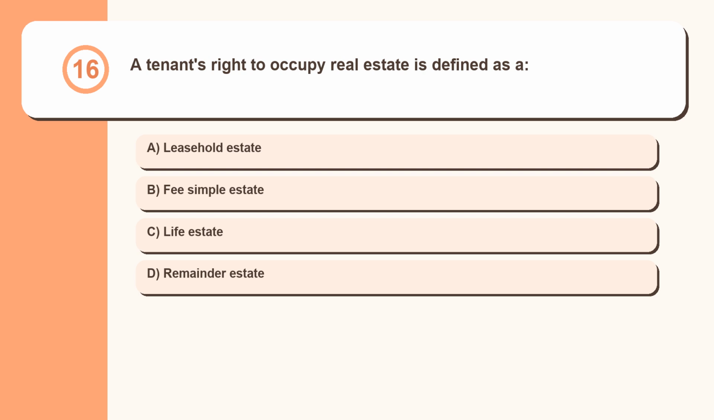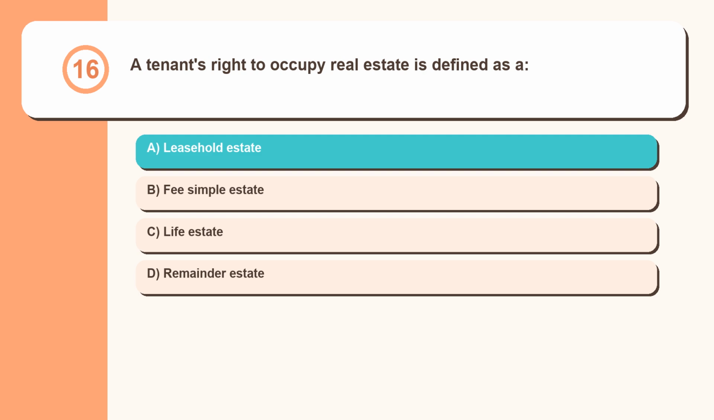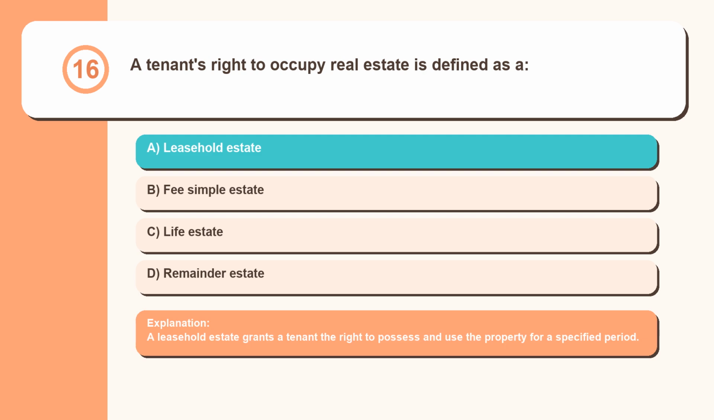Question 16. A tenant's right to occupy real estate is defined as a leasehold estate, fee simple estate, life estate, remainder estate. A leasehold estate grants a tenant the right to possess and use the property for a specified period.